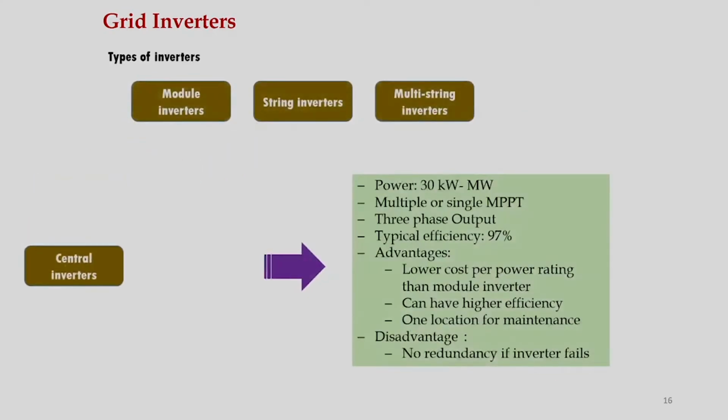And for very high power ratings we will normally go for central inverters. They have multiple MPPTs and always a 3-phase output, and efficiency is quite good, about 97%. Advantages are lower cost per power rating than module inverters, higher efficiency, and one location for maintenance. The only disadvantage is no redundancy if the inverter fails. So, these are different kinds of inverters. Based on the situation we can select the best inverter for a particular application.